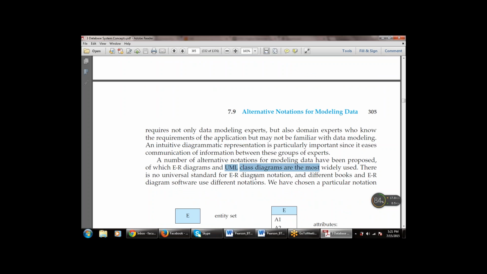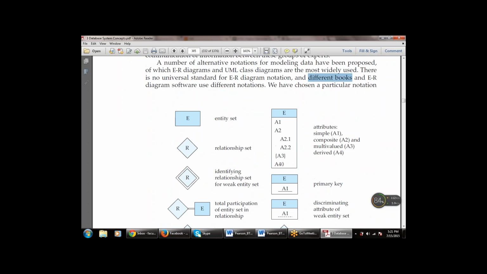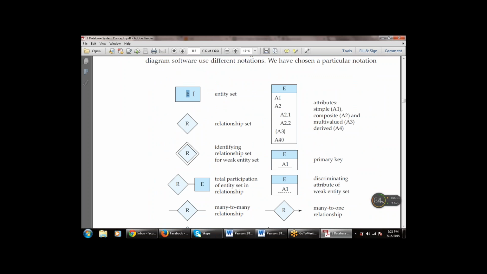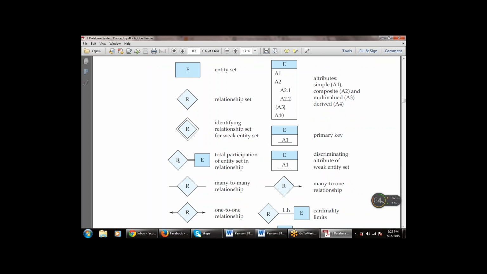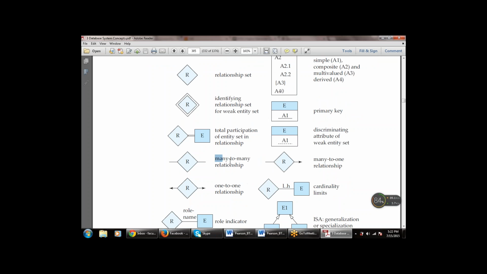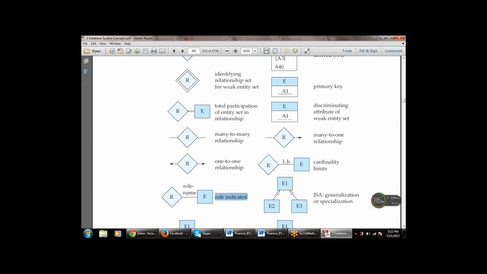There is no universal standard for the ER diagram notation, and different books use different ER diagram notations. The entity set is represented by a rectangle. This is the entity set, and this is the relationship set, R. This is the identifying relationship set for a weak entity set, also R. There is total participation of the entity set in the relationship. There is a many-to-many relationship. This is a one-to-one relationship, if arrows are used. That is a role indicator, a role name.